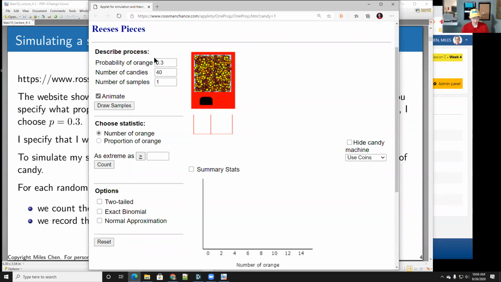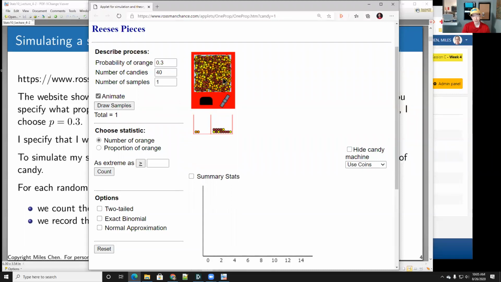And we get to specify what proportion of candies in here are orange. And so I'm going to say that in this giant kind of tub or vat of candies in the giant machine, exactly 30% of the candies are orange, okay? And then, to illustrate the creation of a sampling distribution, what I'm going to do is draw a random sample of 40 pieces of candy, okay?